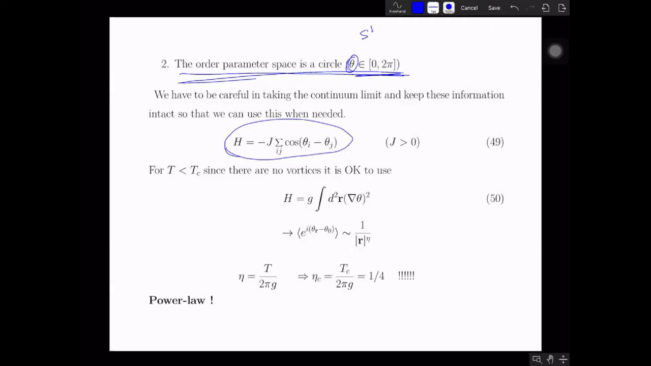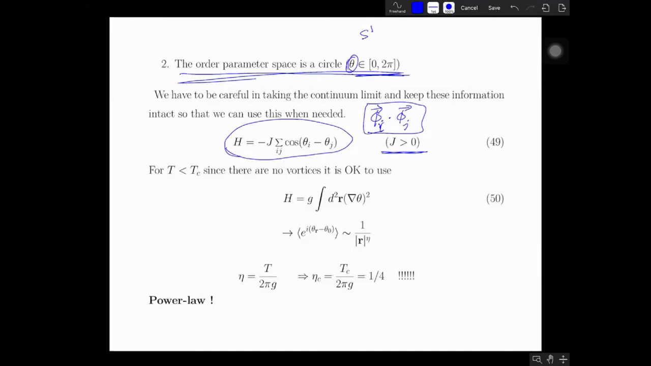And you see that this I could have written as phi i, phi j, but that's an exercise you can do. And with J greater than 0, the ground state of this Hamiltonian is clearly the ferromagnet.